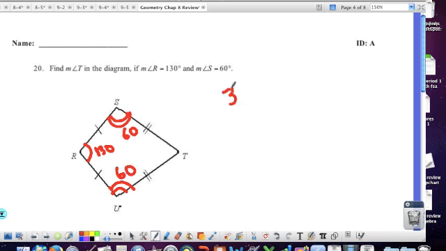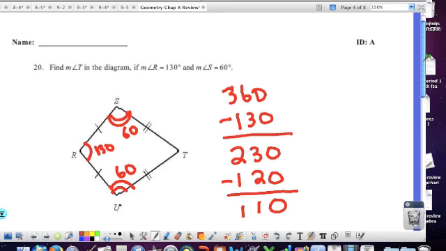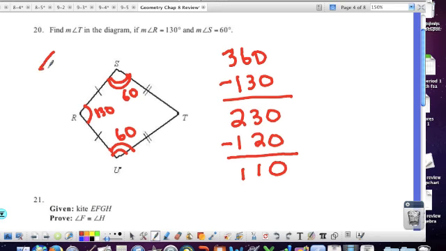So 360 minus 130 is 230. 60 and 60 is 120. So 230 minus 120 is 110. So the measure of angle T is 110 degrees.